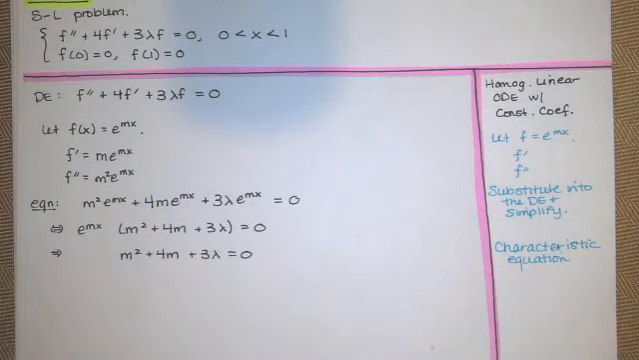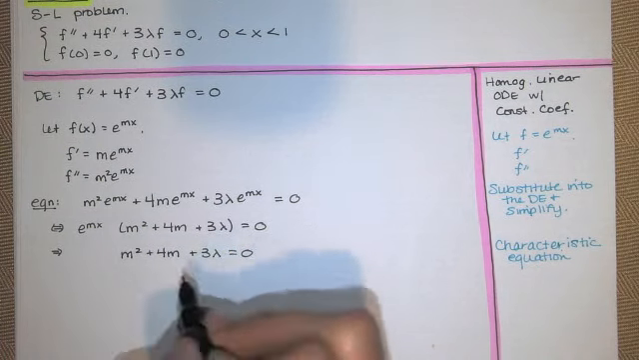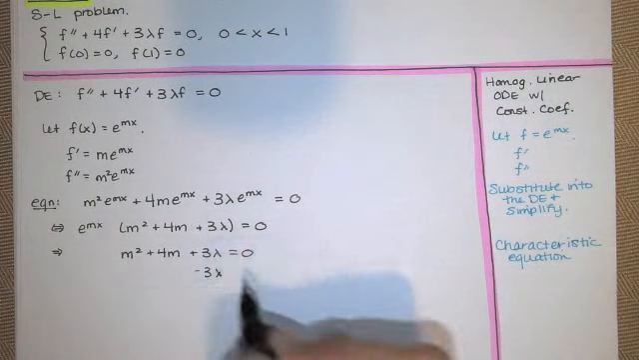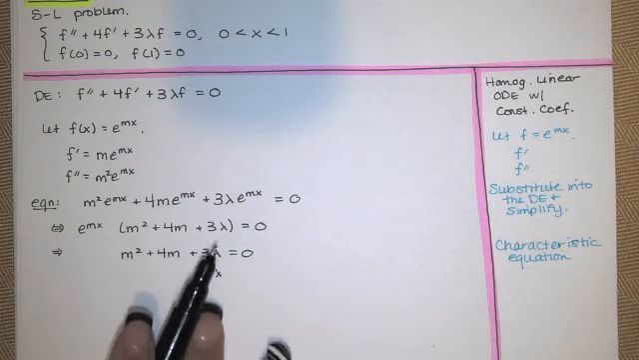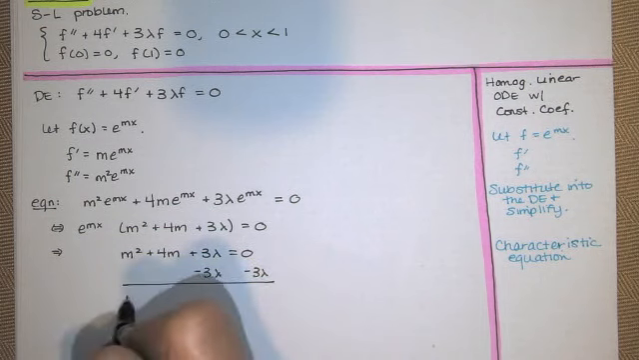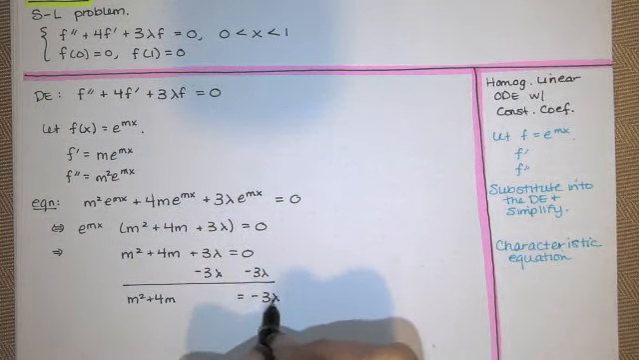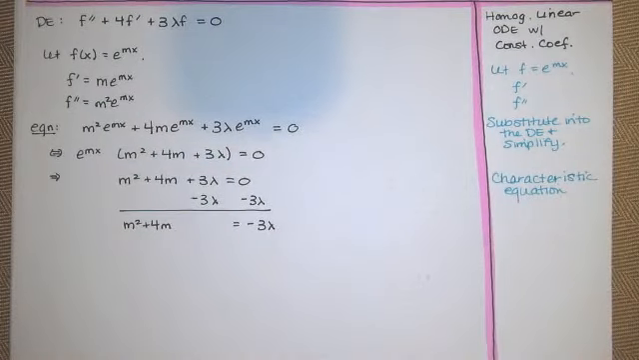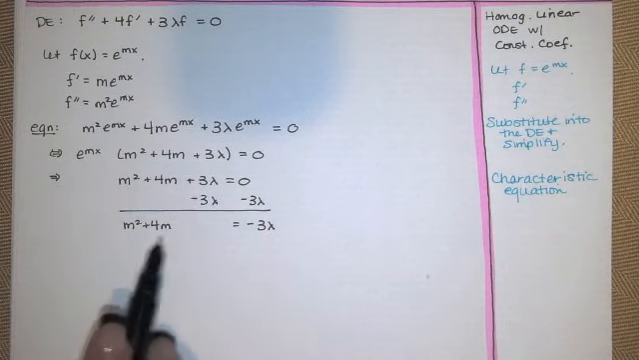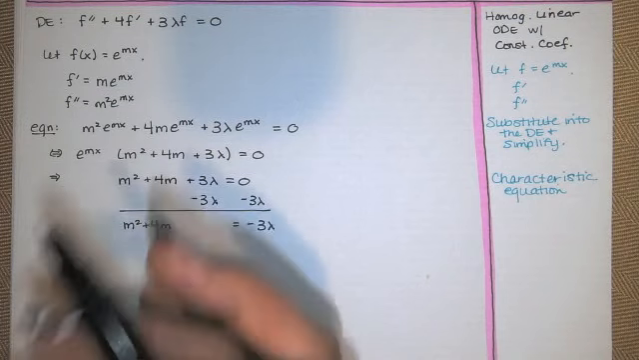Okay, so now we're going to solve this characteristic equation for m. There are many ways you can do it. I think I'm just going to complete the square. In order to complete the square, I want to get rid of the constant term. So I will subtract the 3 lambda from both sides. And then I see I've got a coefficient of 1 in front of my m squared. That's good. If there wasn't a coefficient of 1, I would divide both sides of the equation by whatever that coefficient is. Since we have a coefficient of 1, that's not necessary.